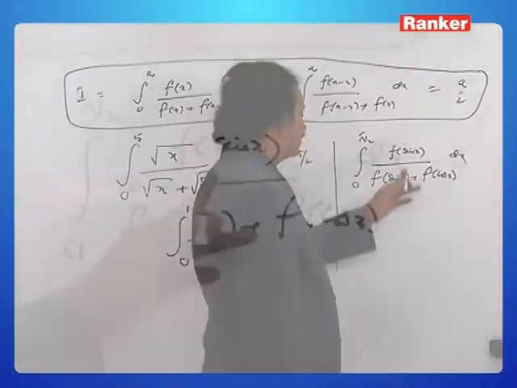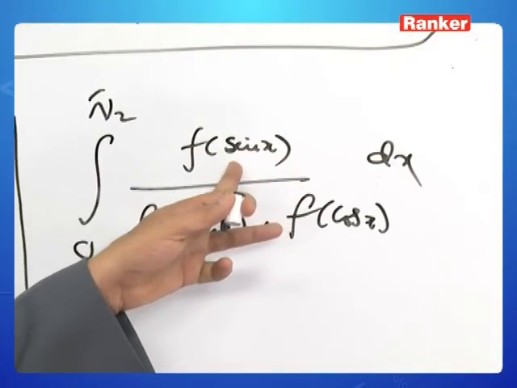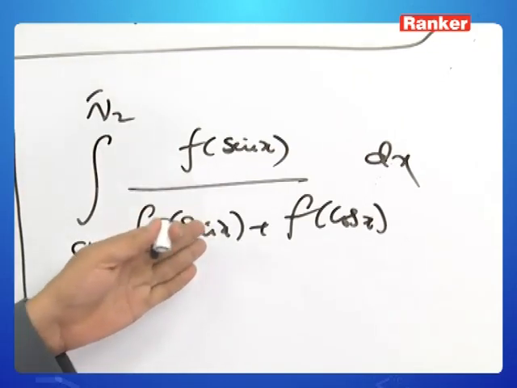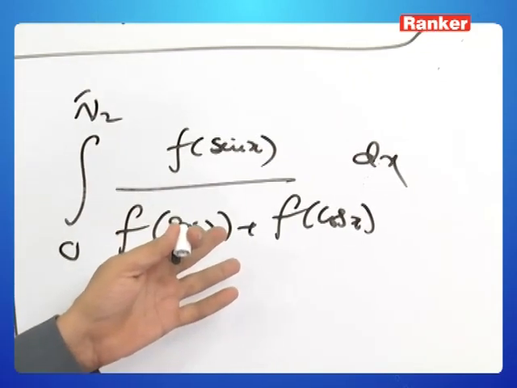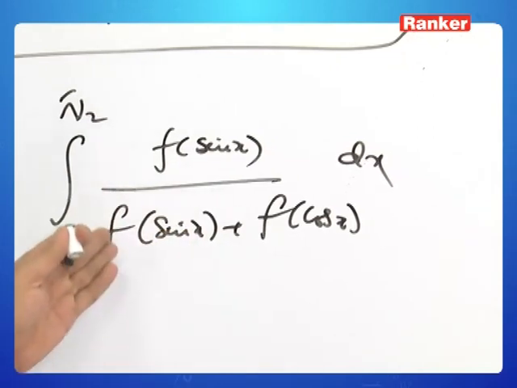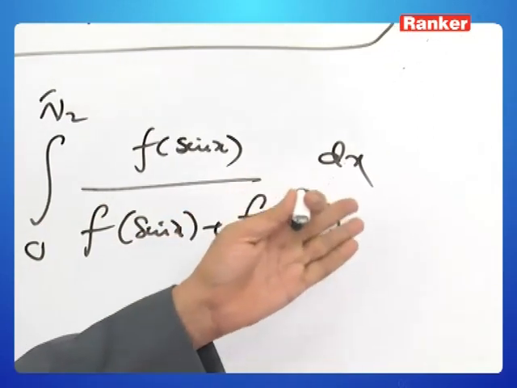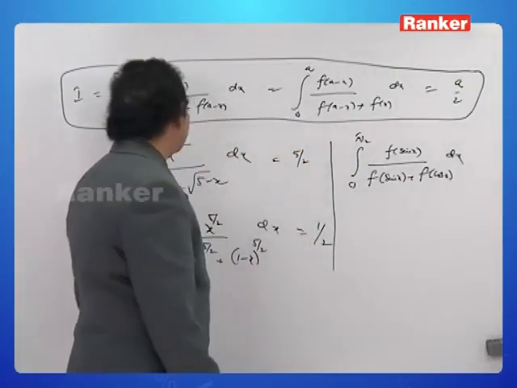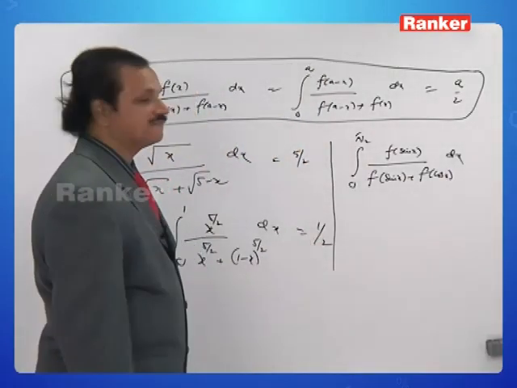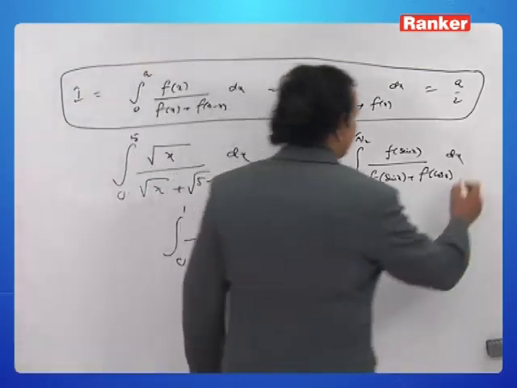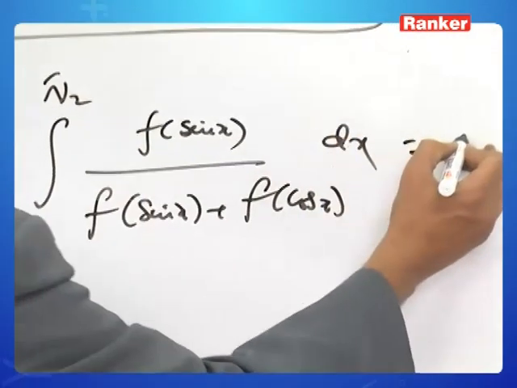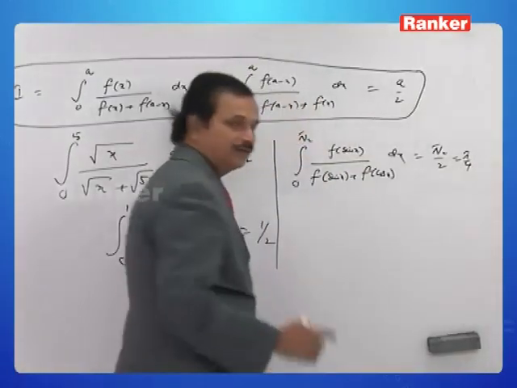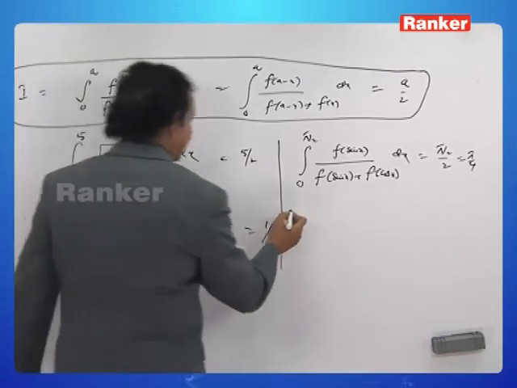It is pi by 4. Why? Because this is f of x. Under the place of a, we have pi by 2, and you replace x by a minus x, that is pi by 2 minus x. This is f of sin x plus f of sin pi by 2 minus x. So this takes this form only, f of x by f of x plus f of a minus x. Again the answer is a by 2, and in the place of a we have pi by 2. So pi by 2 by 2 is nothing but pi by 4. Pi by 4. Well done.